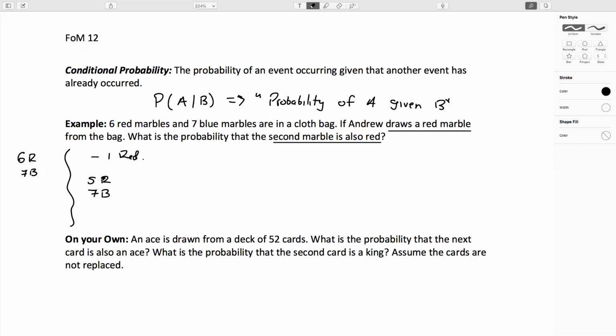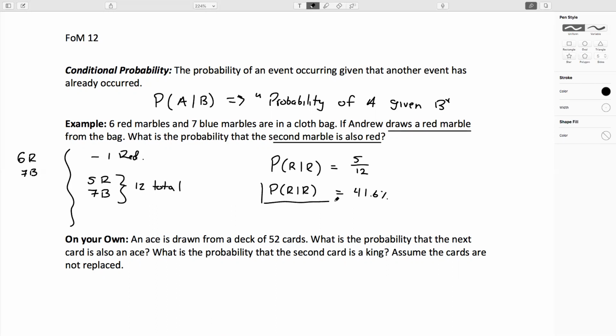If we want to calculate the probability of drawing a marble now, we have less marbles to choose from, so there's only 12 to pick from. That's going to impact our conditional probability. So the probability of a red marble given that a red marble has already occurred is going to equal 5 divided by 12. If you compare that to the original probability of 6 over 13, we now have different odds. So the probability of red given red is approximately 42%, 41.6%.